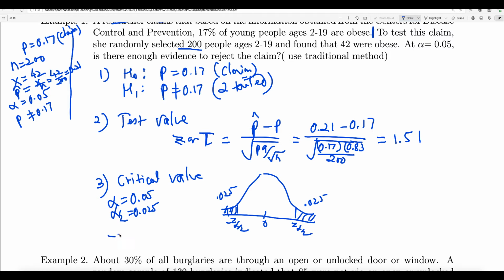So how do I find out negative z alpha half? Enter the left area in the inverse norm, right? Inverse norm and then 0.025 and then 0, 1, right? If you do that, what do you get? Let us use the calculator for that too.